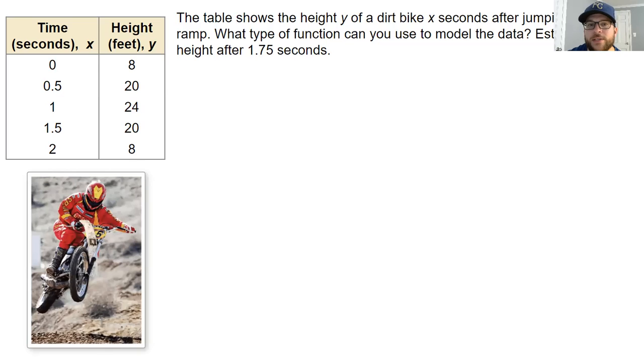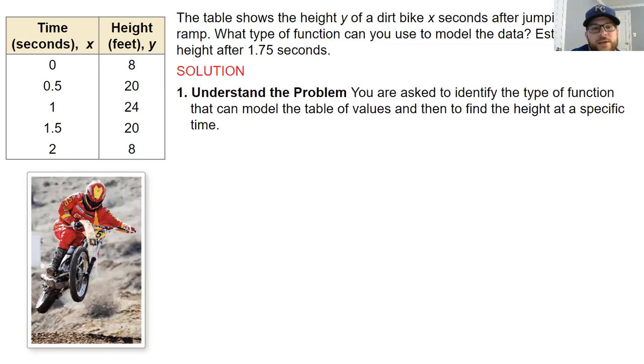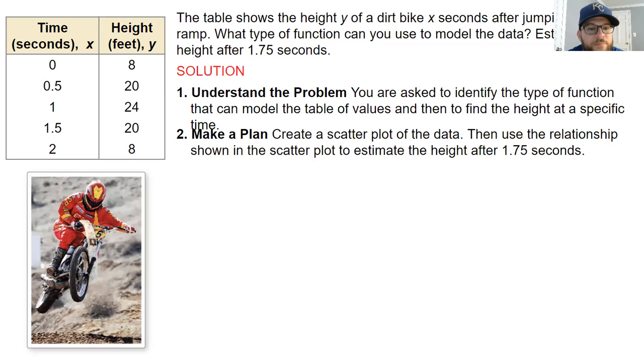So let's look at one last real-world problem. This table of data points shows the height of a dirt bike after x seconds of jumping off of a ramp. What type of function can you use to model the data, and estimate the height after 1.75 seconds? So let's think about what the problem is asking. We need to, one, identify a type of function that can model the table of values, and then find the height after a specific time when we plug in for our x.